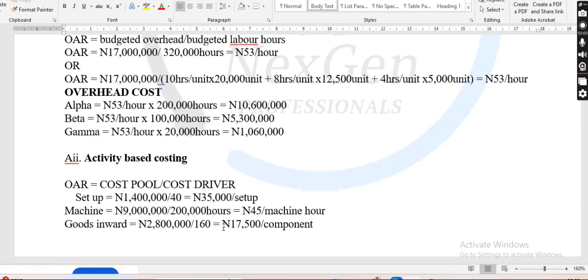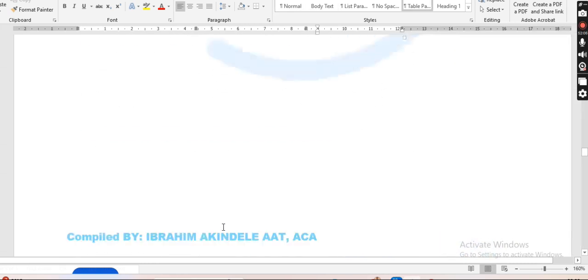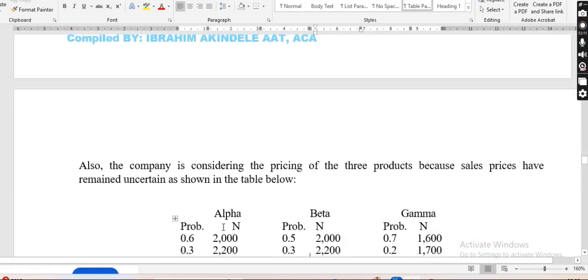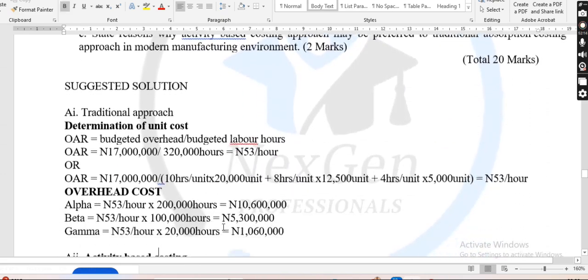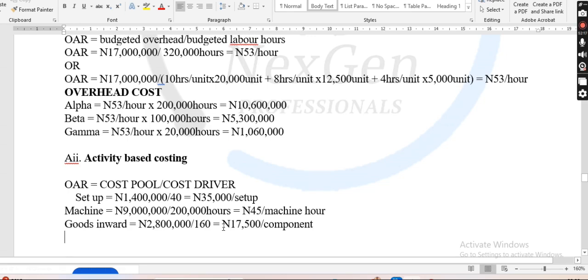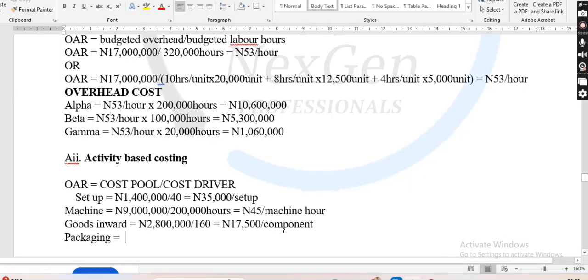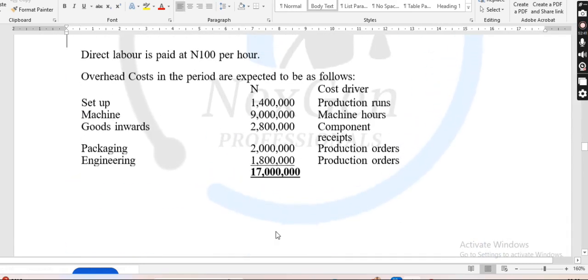So do we have any other variables? Do we have any other one? Packaging, right? Okay, packaging. So we need to stop here. On Sunday we'll complete this packaging, right? So what is the cost? 2 million. 2 million divided by, so what is the driver? Class, what is the driver?